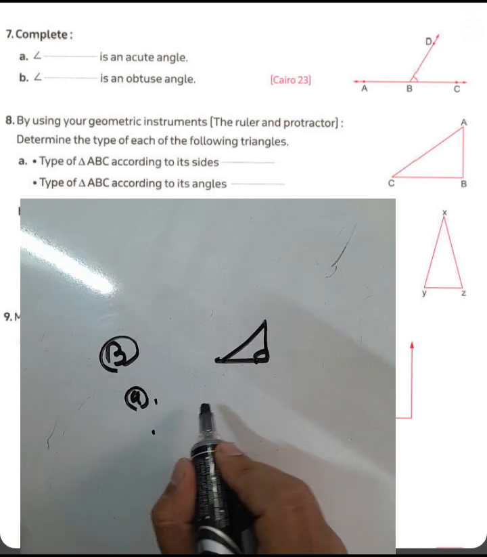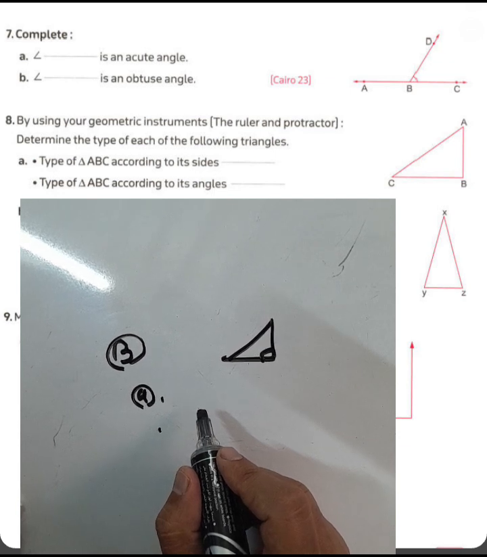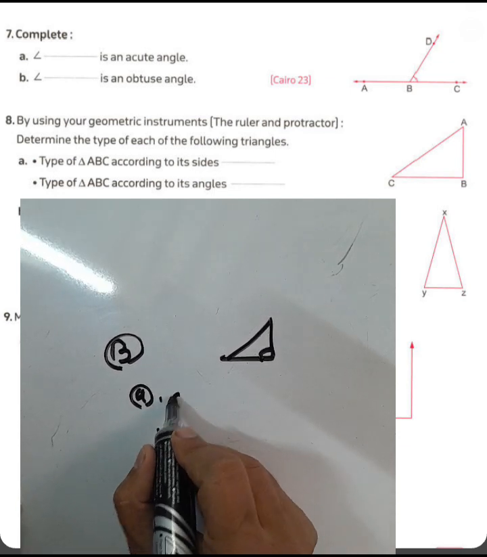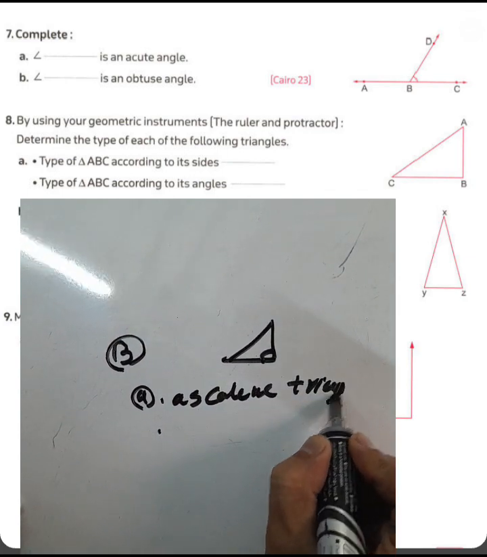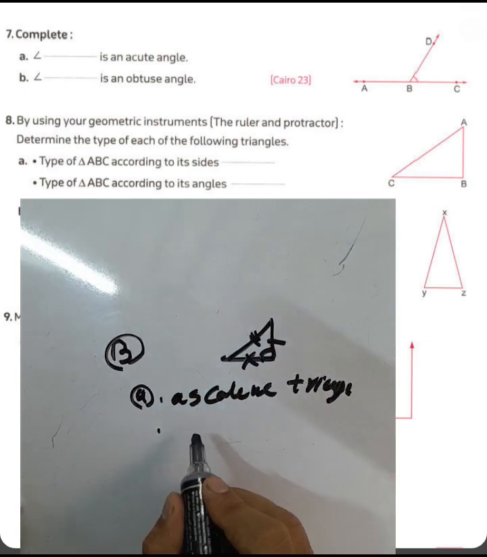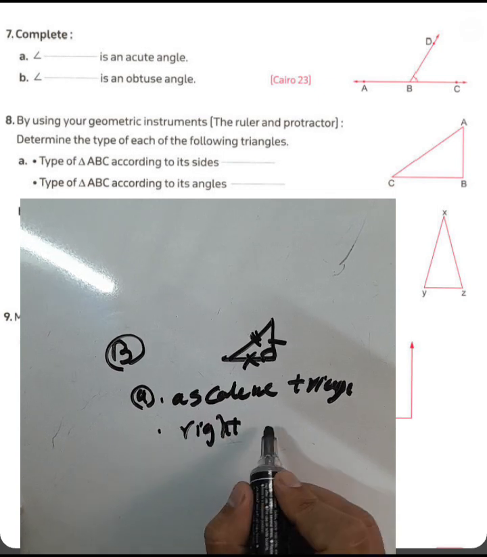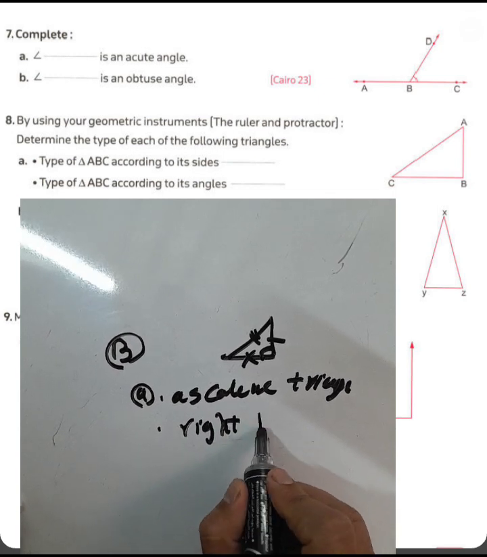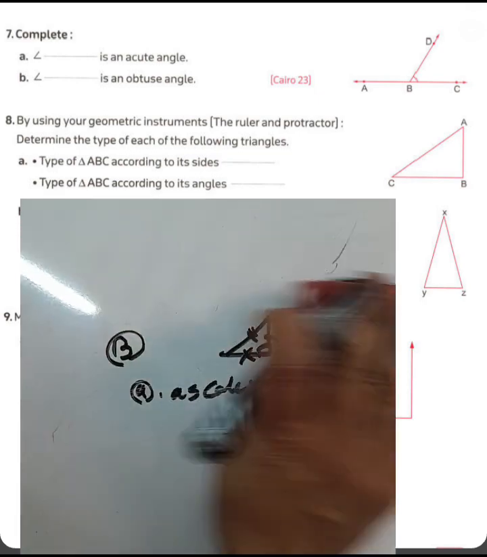And about the sides, we call it scalene. All sides are different. Okay. We call it a scalene triangle because all sides are different. And this we call a right angle triangle. Right triangle, okay? It's a right triangle.